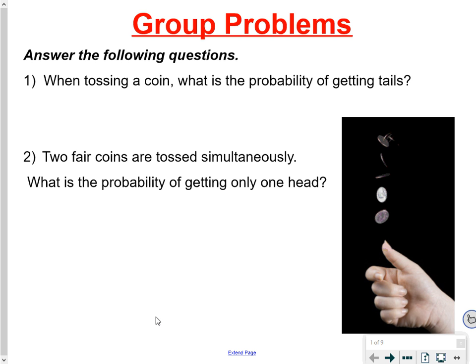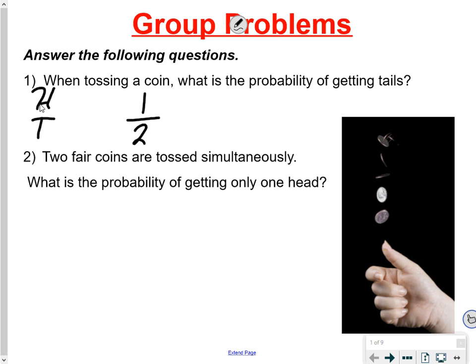When tossing a coin, what is the probability of getting tails? We've got two outcomes when tossing a coin. We have heads and we have tails. Okay, so out of a total of two outcomes, there's only one outcome in which we can get tails. So that would be 1/2, 0.5, or 50%.